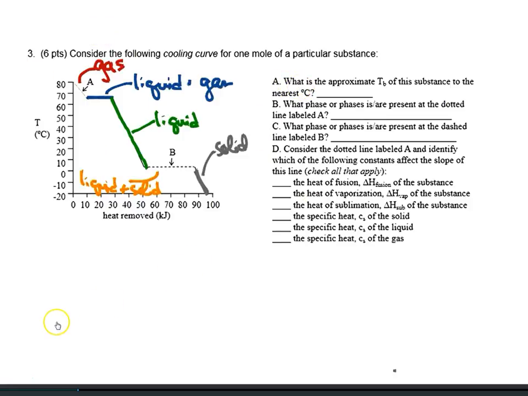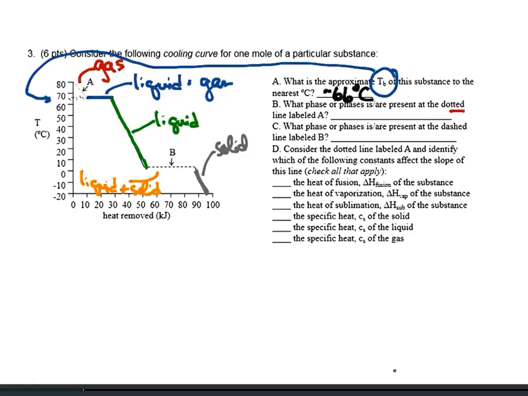Part A says, what is the approximate boiling point, or TB, of this substance to the nearest degree Celsius? That value is going to be here where this flat line is, right? So where the liquid and the gas interconvert, whether it's condensation or boiling or evaporation, doesn't matter. This line represents the boiling point in degrees Celsius, so it's somewhere between 60 and 70. I estimated that to be about 66 degrees, but anywhere near there is fine.